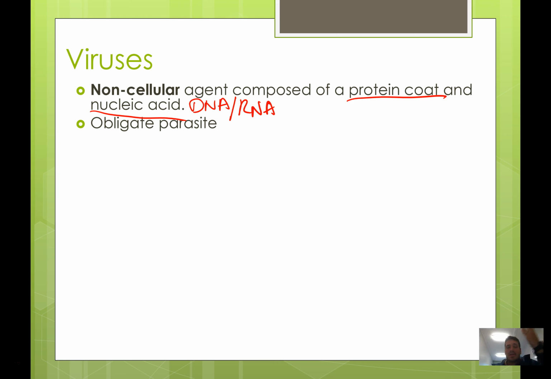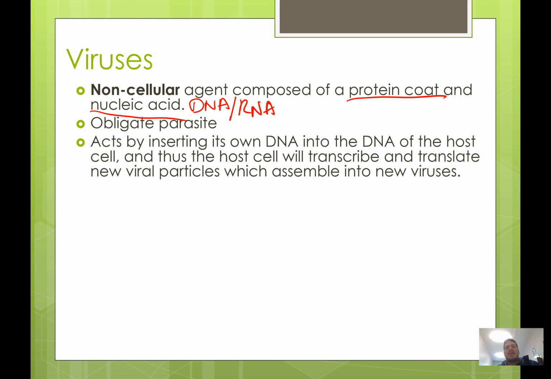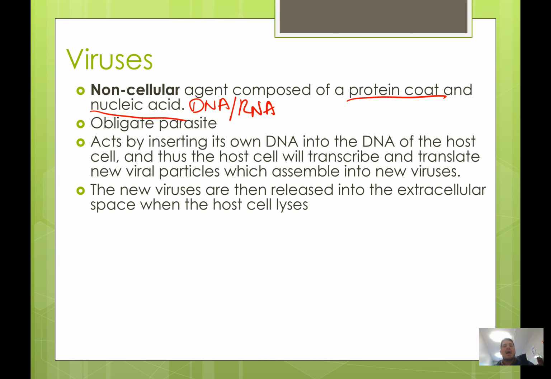They're an obligate parasite, which means that the only way they can survive is by infecting something and living inside of it and reproducing through that infection and then going on and infecting other things. They act by inserting their own DNA or RNA into the DNA of the host cell. So it directly attacks the DNA of that host cell. Because of this, the host is going to transcribe and translate new viral particles, new viral proteins, which are going to assemble themselves into brand new viruses. That's how they reproduce.